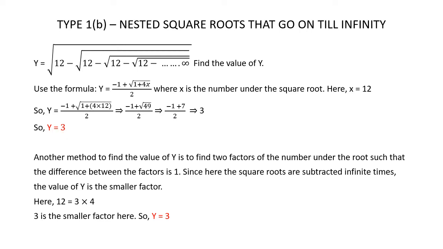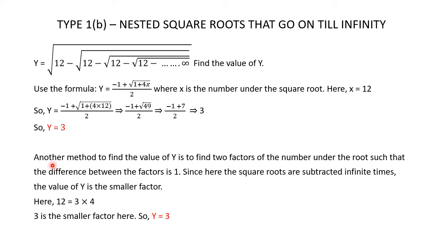Notice the difference between the formula for square roots that are added infinite times and the formula for square roots that are subtracted infinite times. In the formula for square roots that are added infinite times, plus 1 is in the numerator. In square roots that are subtracted infinite times, minus 1 is in the numerator of the formula. Observe the difference here.